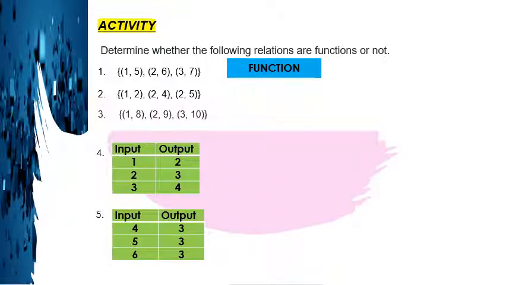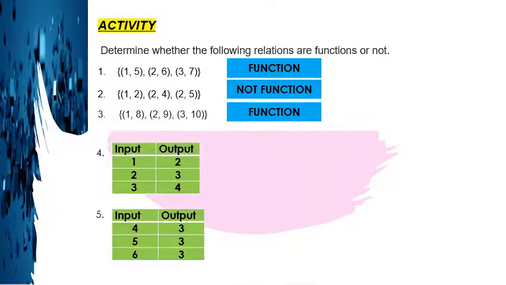Number 2: (1, 2), (2, 4), (2, 5). Observe the domain: 1, 2, and 2. As you can see, there is a repetition of 2 here, so it means it is not a function. And number 3: (1, 8), (2, 9), (3, 10). There is no repetition of domain, 1, 2, and 3, so it means it's a function.